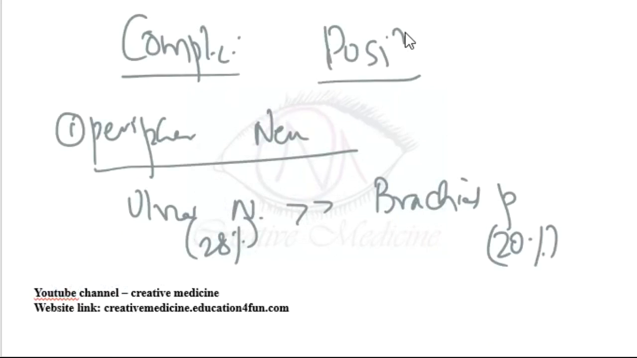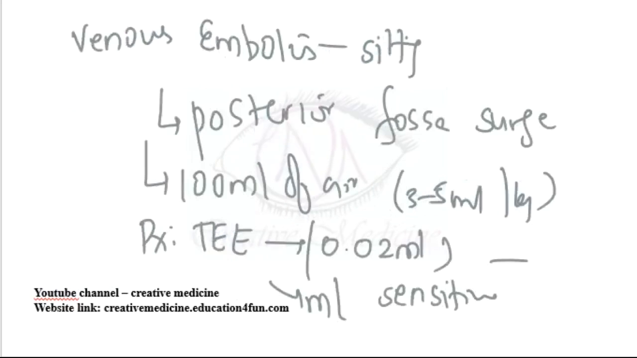Summary: complications of different positions. Peripheral neuropathy. The most common nerve involved in peripheral neuropathy is the ulnar nerve in around 28%, followed by the brachial plexus in 20%. Venous embolism, second complication.